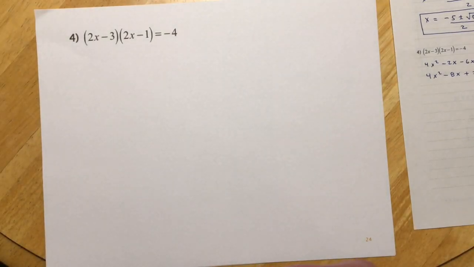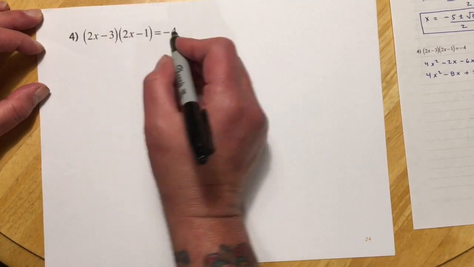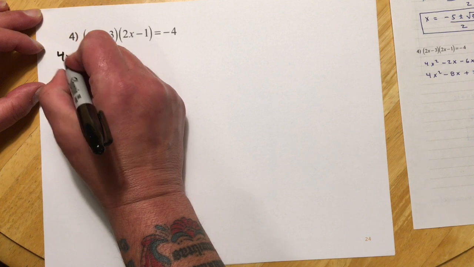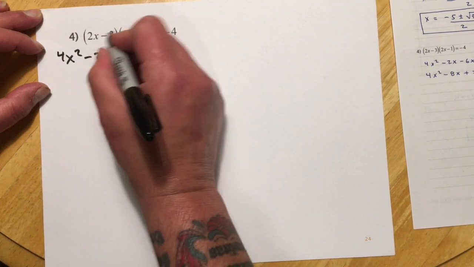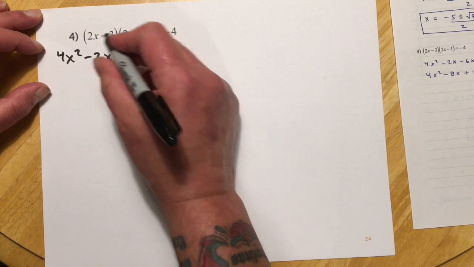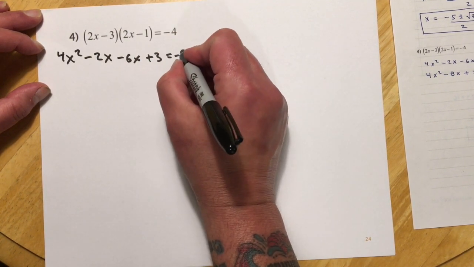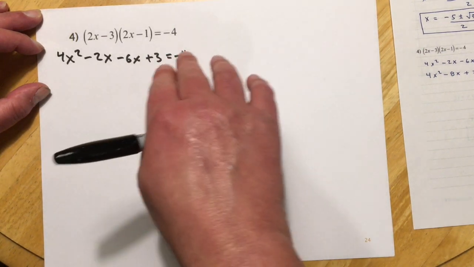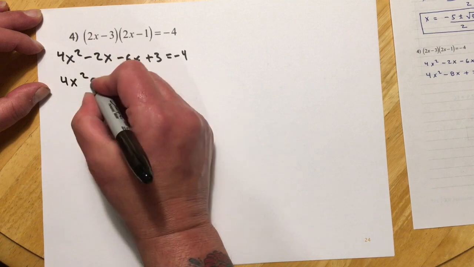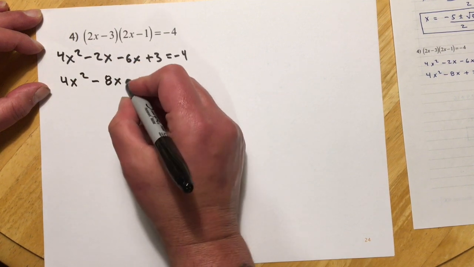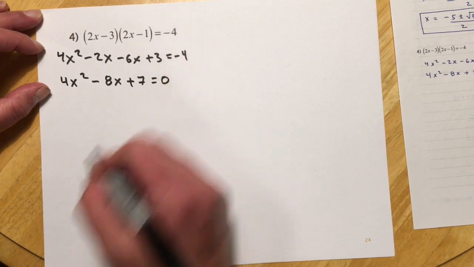Okay, so this one I got to do a little bit of work to get it in the form. So I'll go ahead and FOIL this out and incorporate the 4 over. So it's going to be 4x squared, and then minus 2x minus 6x, minus minus makes plus 3 equals negative 4. And I'll collect terms and bring the 4. So that'll be 4x squared minus 8x, and adding the 4 would be a plus 7 equals 0.